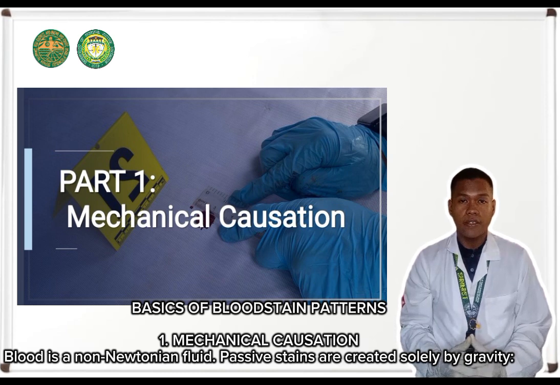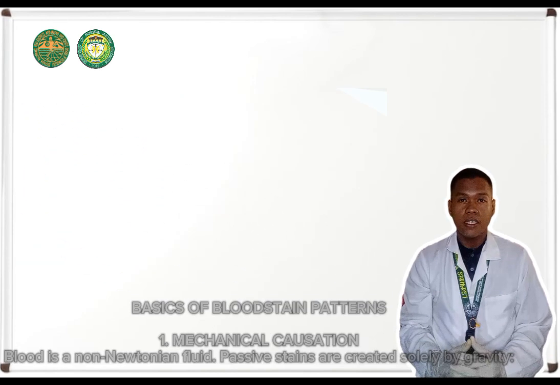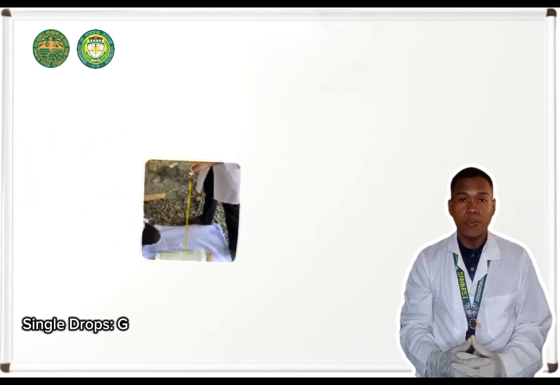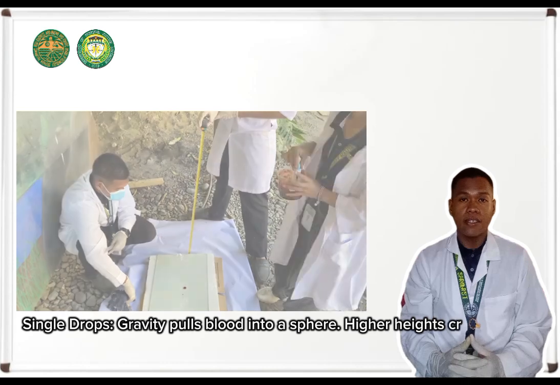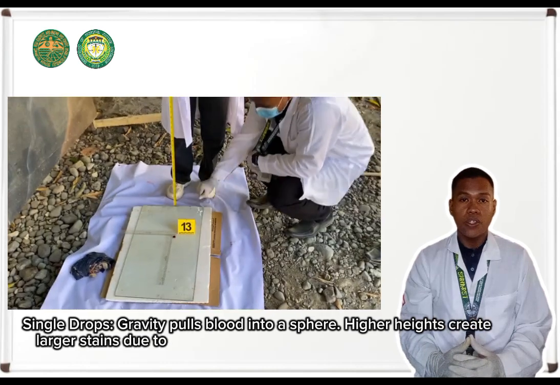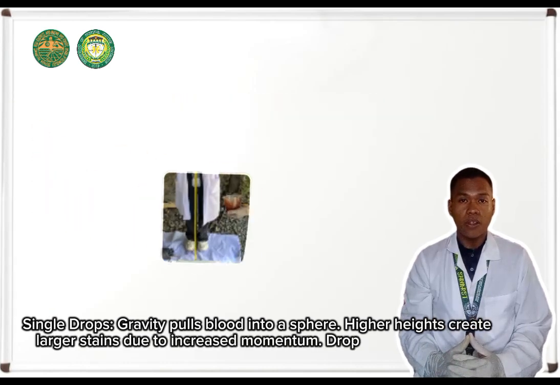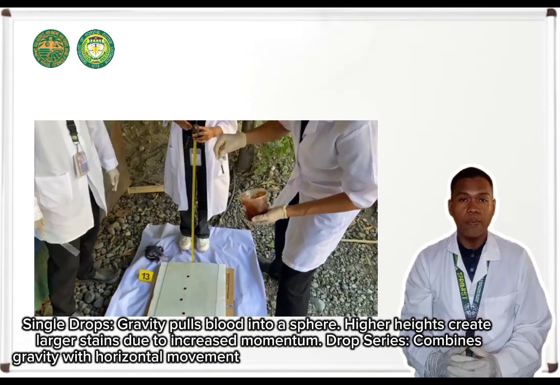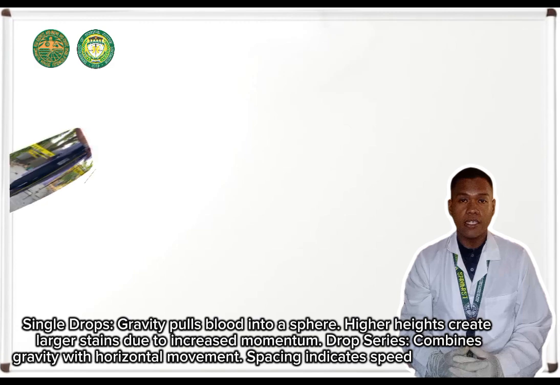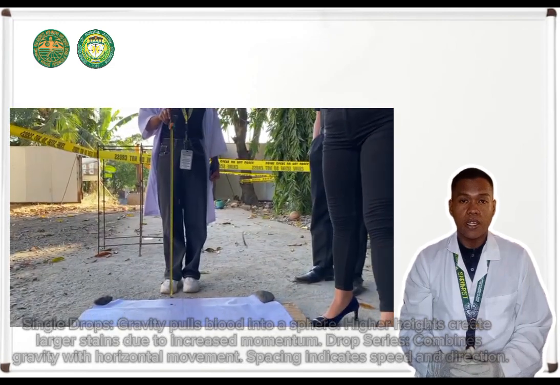Mechanical foundation. Blood is a non-Newtonian fluid. Passive stains are created solely by gravity. Single drop: gravity pulls blood into a sphere. Higher heights create larger stains due to increased momentum. Drop series combines gravity with horizontal movement. Spacing indicates speed and direction.